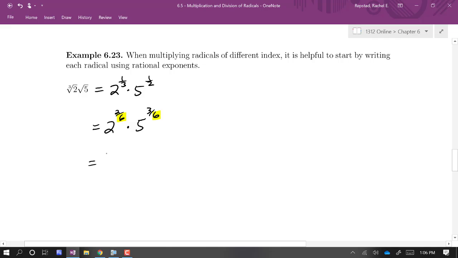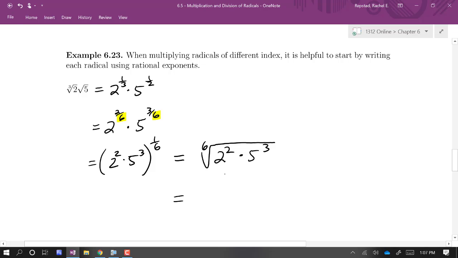This is the same as 2 squared times 5 cubed all to the 1 over 6 power. And that 1 over 6 power is equivalent to a 6th root. 2 squared times 5 cubed, and 2 squared times 5 cubed is 4 times 125, which is 500.